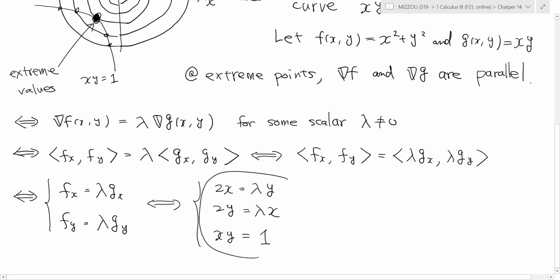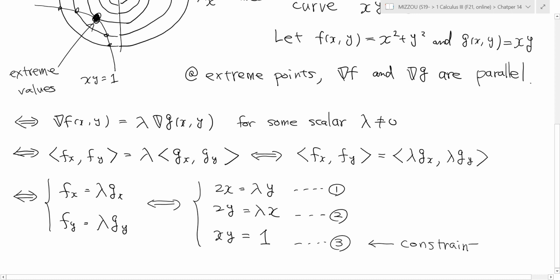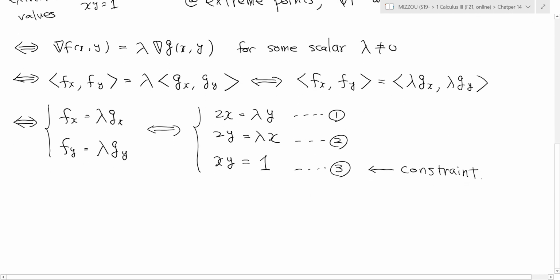Now, here, that means we have those 3 equations with 3 variables. So in principle, you could solve this system of equations. And the solution for the system of equations gives you the extreme value. And the last equation, by the way, is, like I said, coming from the constraint. So all we have to do is just solve this system of equations.